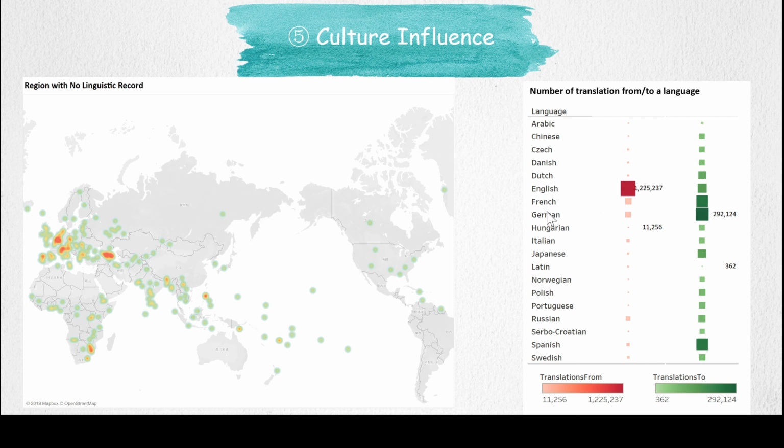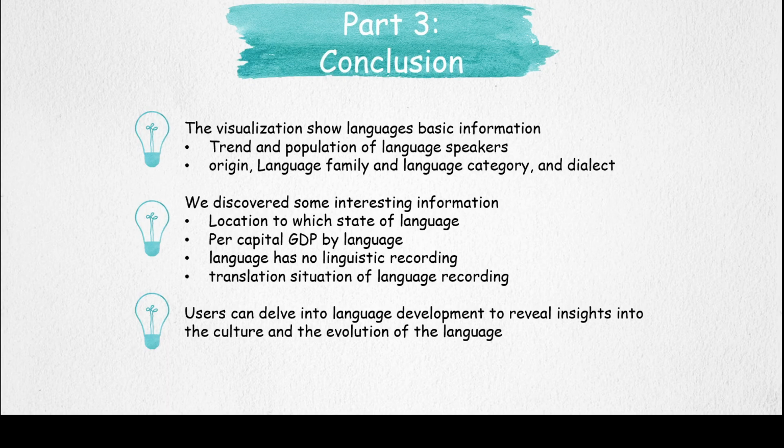So we can combine the heat map and the translation situation. We found that the translation of books from English is the most extensive, proving that English is the most influential. Therefore, the answer to why other European languages have no language recording is obvious. The above is our task on language visualization.